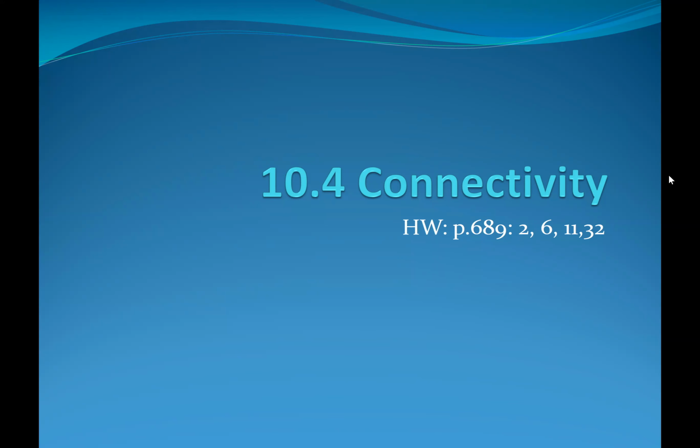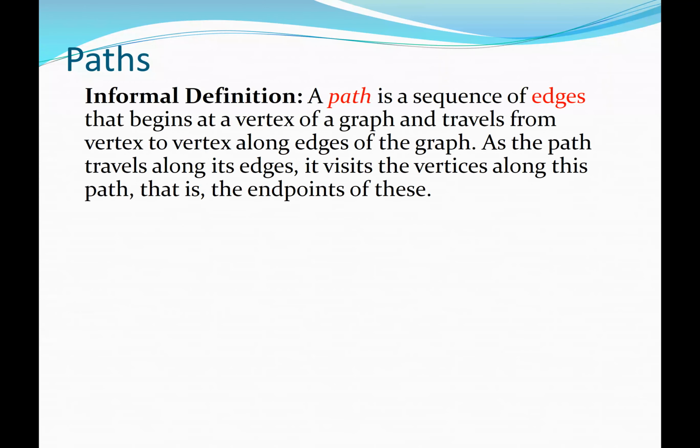When we talk about connectivity of graphs, we focus on what is called a path. There's a formal definition and an informal definition, so let's take a look at the formal definition. A path is technically a sequence of edges that begin at a vertex of a graph and travel from vertex to vertex along the edges of the graph. That's the formal definition, kind of visiting the vertices along the way.